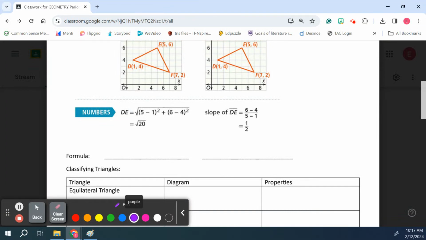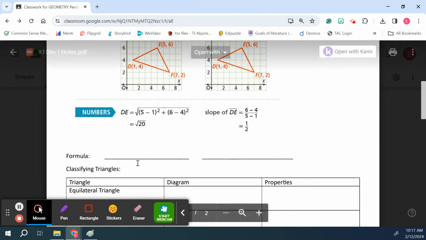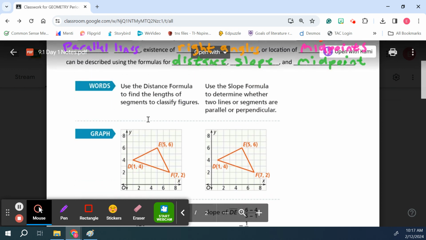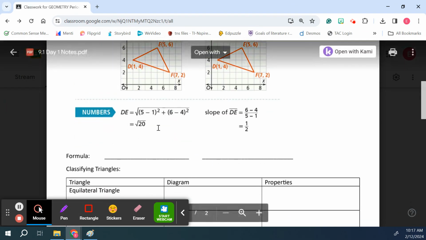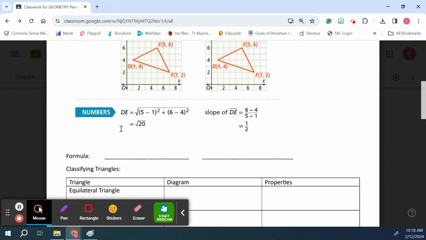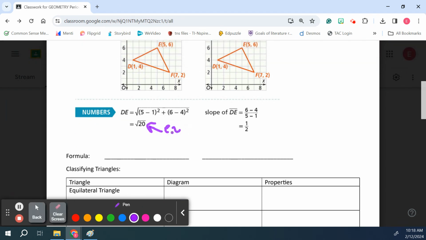Okay, so in this case, in words, it says use the distance formula to find the lengths of segments to classify figures. So if we are looking at this, we would use the distance formula to find each length. Now look at this simplest radical form. This right here, remember, is an exact answer. Because if on a test or quiz they ask you for a decimal, they'll tell you to round, which is not exact, it's approximate. Or if they ask for an exact answer, you're dealing with a radical or a fraction of some kind, or maybe a combination of both.